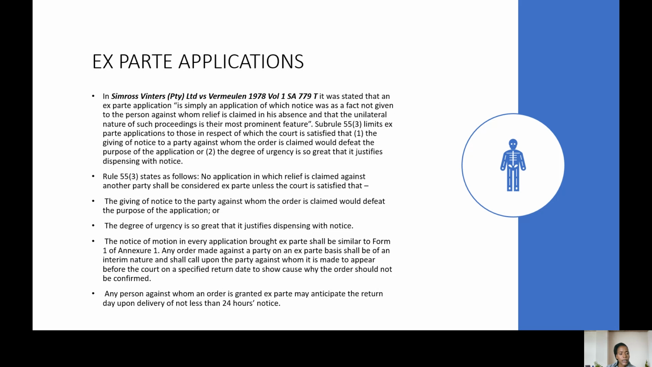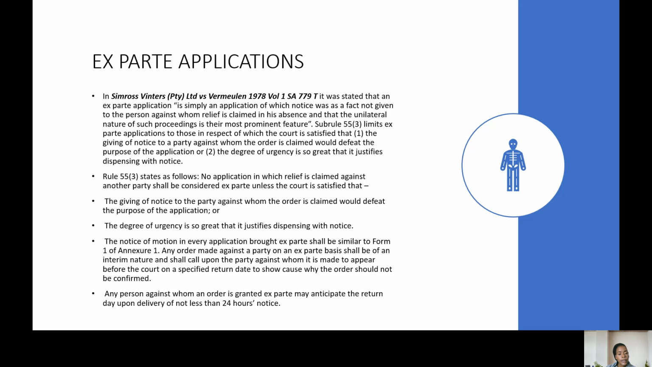Rule 55.3 says as follows: no application in which relief is claimed against another party shall be considered ex parte unless the court is satisfied that giving notice to the other party against whom the order is claimed would defeat the purpose of the application, or the degree of urgency is so great that it justifies dispensing with the notice. Notice of motion in every application brought ex parte shall be similar to Form 1 of Annexure 1.